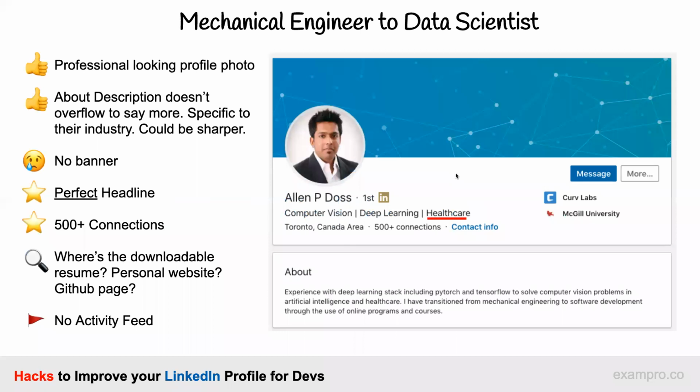So here we have Alan, and he was previously a mechanical engineer, and so he's transitioning into a data scientist. Here we can look at the profile, and he has a pretty good looking photo. I'd say that's a very professional photo. A lot of times I will see photos that are black and white. Black and white's not a good photo to have because it looks like an obituary, so I suggest not to do that. Another suggestion is don't have a photo that is dead on, because that looks like a mugshot.